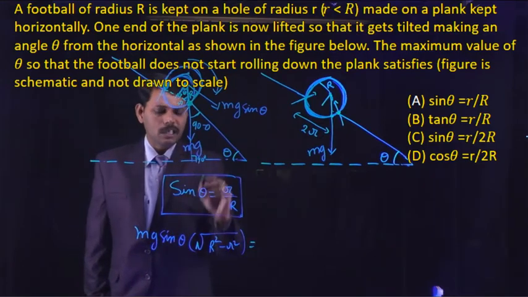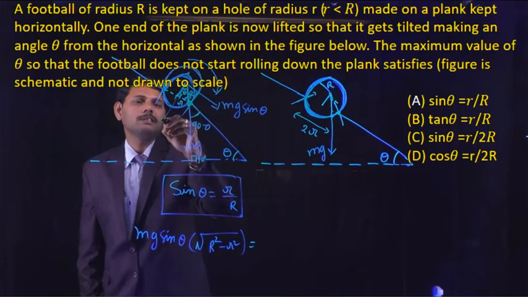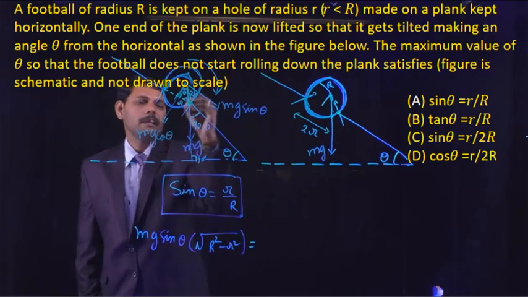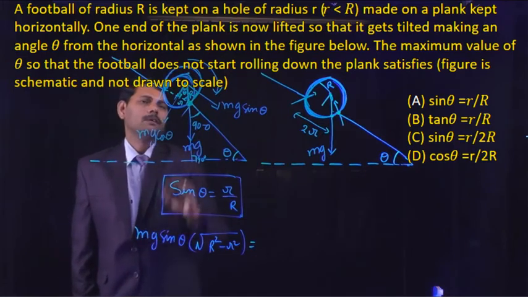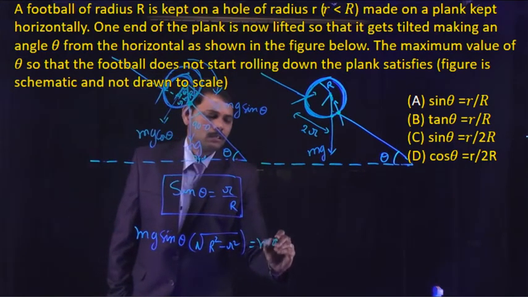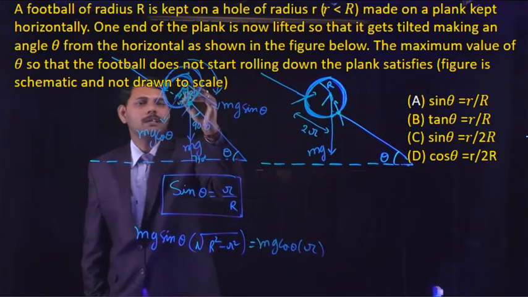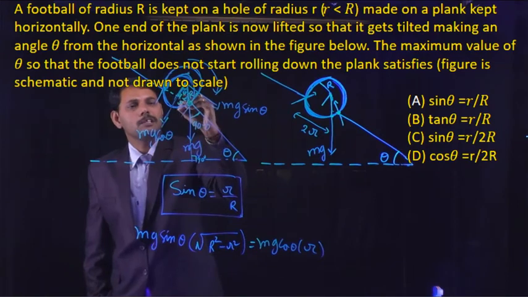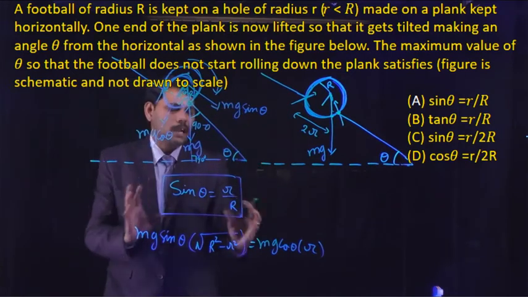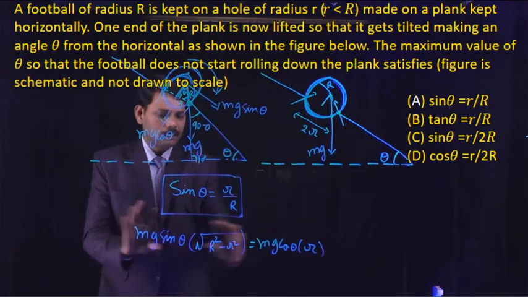At this condition, when you consider the component of weight, this is mg cos theta. Weight is resolved into two components. This is mg makes theta angle. This is mg cos theta into r, about that point of contact. So mg cos theta, from this axis of rotation, this perpendicular distance r. Until this condition is satisfied, it remains in equilibrium. So for maximum angle theta, this is the condition.